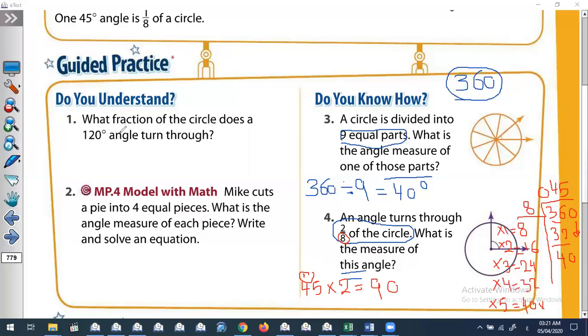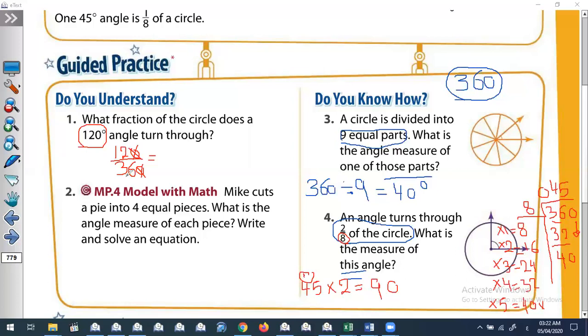Here number 1. What fraction of the circle does a 120 degrees angle turn through? Here we need to find the fraction of the circle. So you have to divide 120 over 360 because the circle is 360. After that, make simplify. Cancel 1 0 with 1 0.